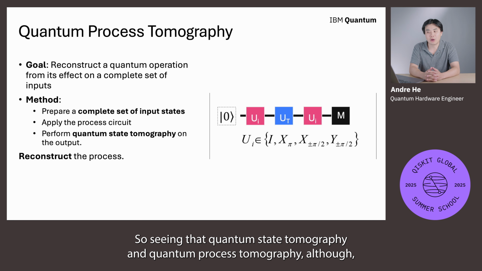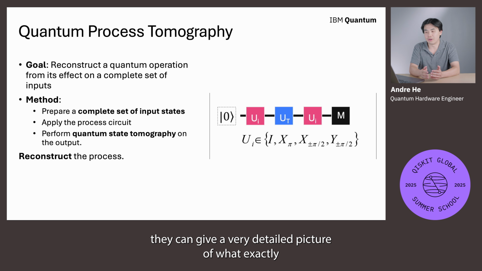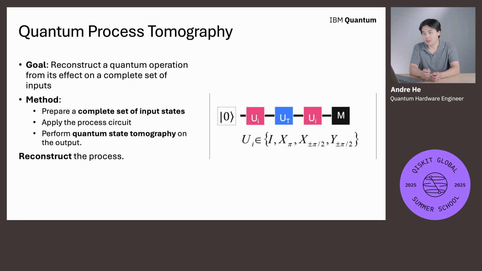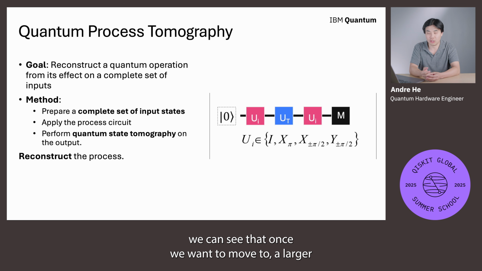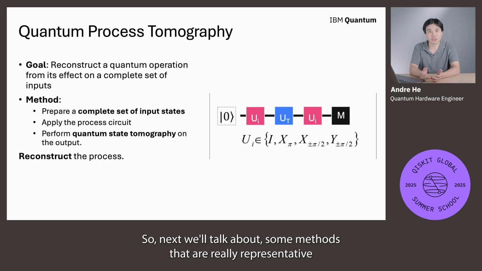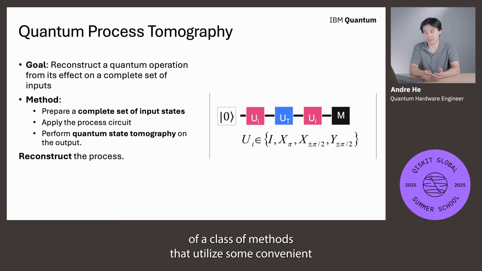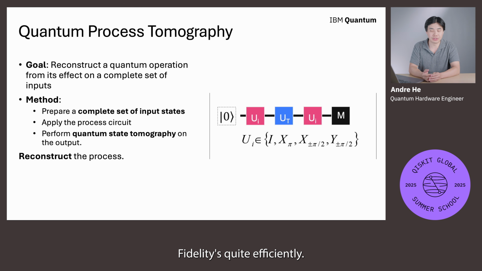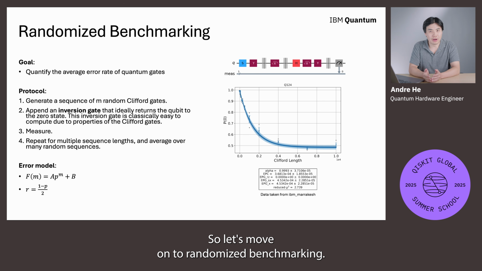So seeing that quantum state tomography and quantum process tomography, although they can give a very detailed picture of what exactly is happening in our quantum system and exactly how noise is affecting it, we can see that once we want to move to a larger number of qubits, these methods can be very inefficient. So next, we'll talk about some methods that are really representative of a class of methods that utilize some convenient properties of randomization in order to obtain average gate fidelities quite efficiently. So let's move on to randomized benchmarking.